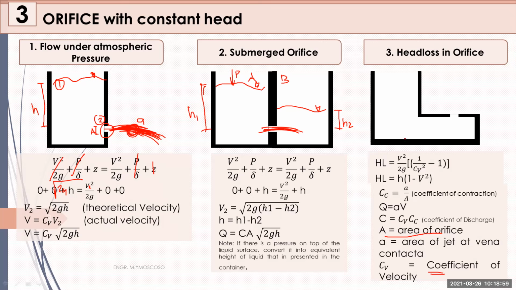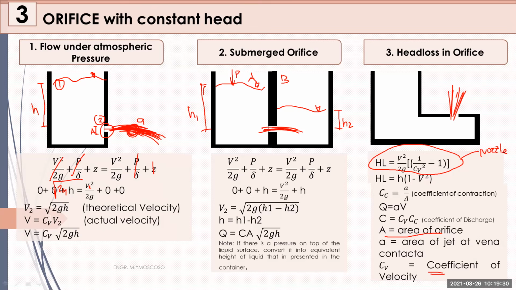So for number 3, you have here the head loss in the orifice. That is in the formula V squared over 2G times (1 over CV squared minus 1). Medyo familiar kayo sa formula na ito, tama? It is the head loss of your nozzle. Nagamit na natin yan last time. So makes sense, kasi yung ating nozzle at ang ating orifice, parang the same lang yung idea nila kung paano sila gamitin.